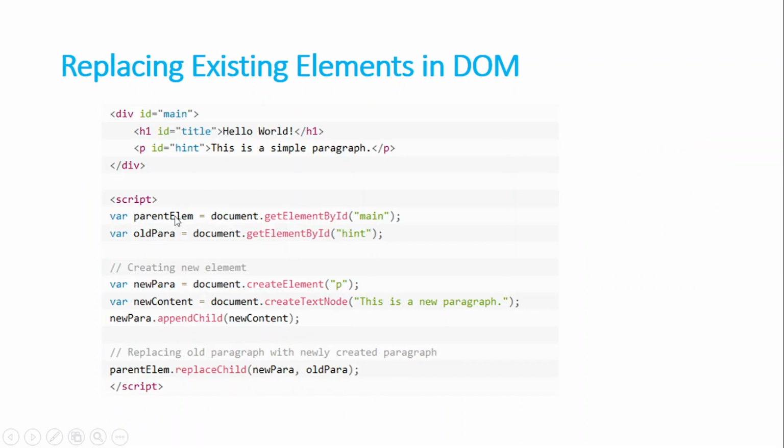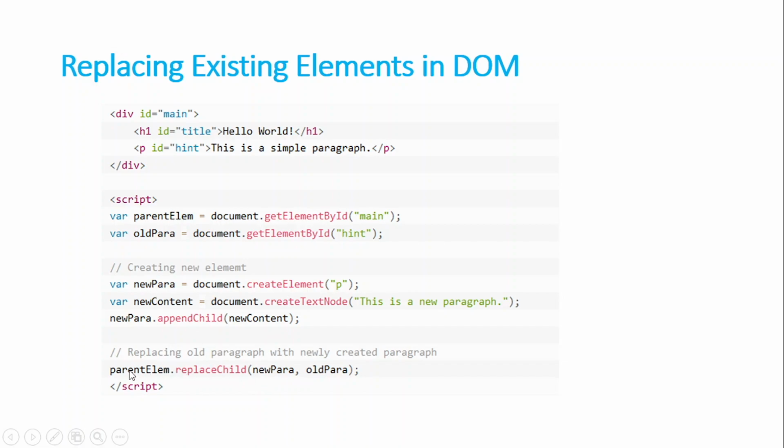Let's see that. So let's say we have this parent element, this main, we have grabbed it, and the old paragraph that I want to replace, this hint, and the new paragraph I created with this createElement. We know this method, we saw it earlier in the slide, and then we are setting the text content inside this p. This is a new paragraph, we are setting that, and now we are appending this newly created content inside this paragraph by appendChild.